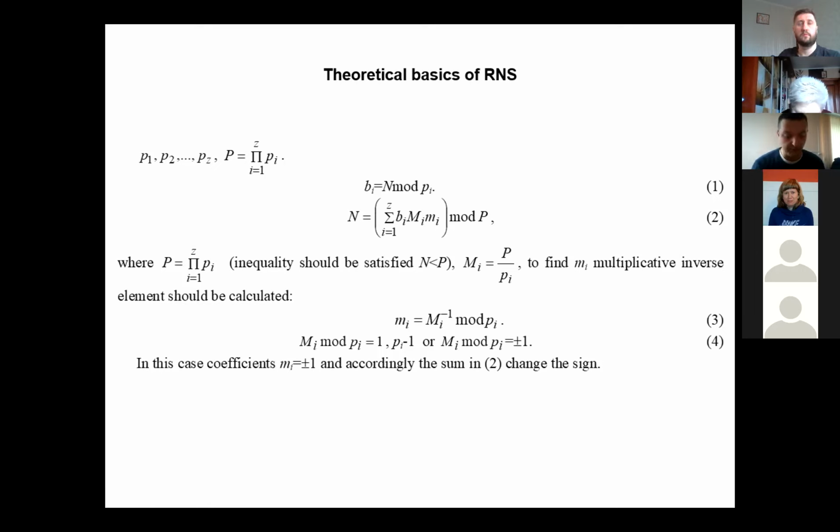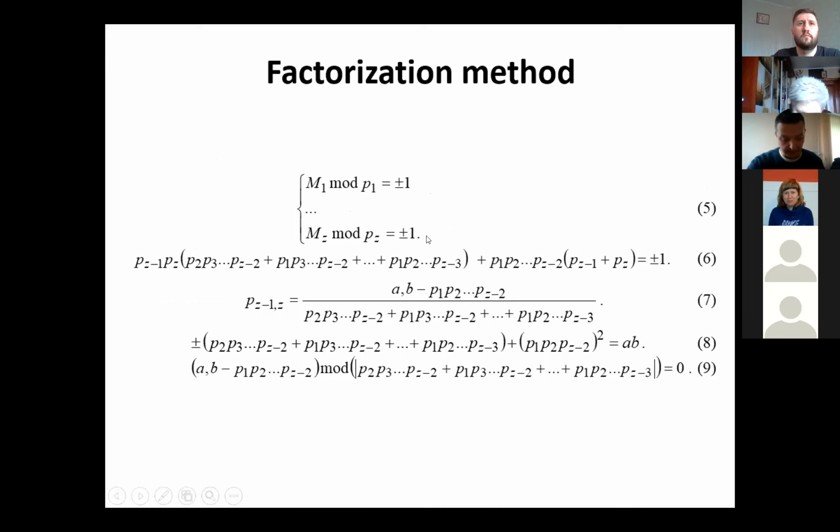The reverse conversion into a positional number system is usually based on the Chinese remainder theorem, as shown in 2, where P element should be calculated as shown in 3. One of the options to simplify the procedure is to use a different form of RNS.